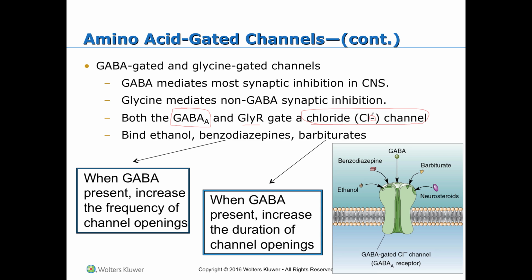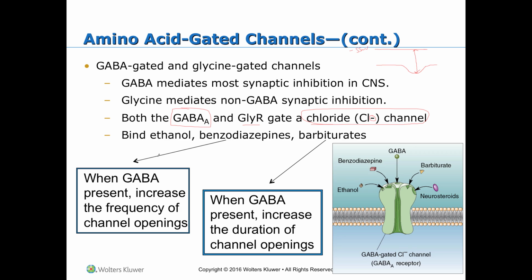So if you're allowing for chloride to flow into the cell, you're creating more and more negativity. You're taking that membrane polarization and you're hyperpolarizing it. So here's your resting state of negative 70. If you're allowing for chloride to flow in, you are hyperpolarizing, taking you further away from your magic number of around negative 55 millivolts. So you're making it harder for that neuron to fire.